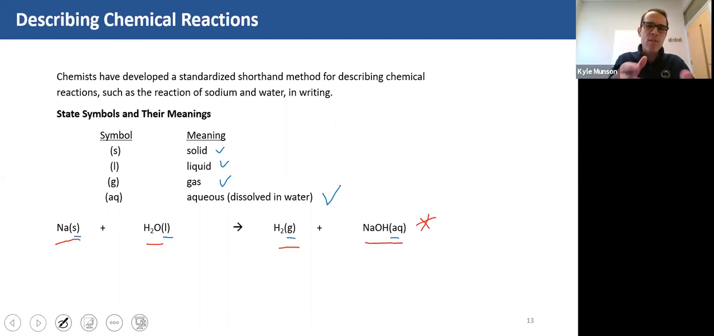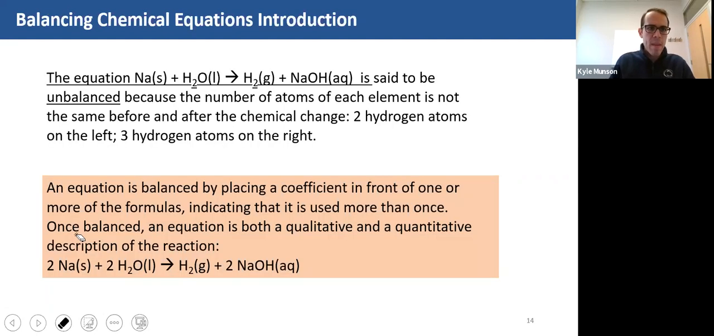And we're not going to see this so much in this chapter, but we are going to see it later on in the semester and use this as we go on. All right. So remember in the previous video, I said that we need to balance chemical equations because the number of atoms and the type of atoms on one side of the equation needs to match the type and number of atoms on the other side of the equation.